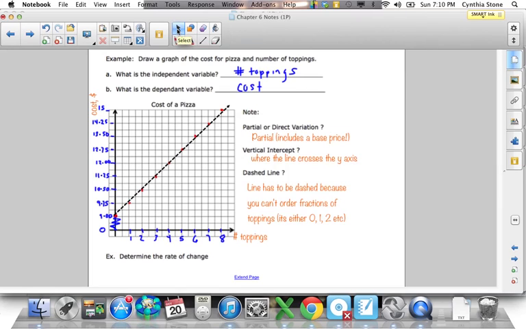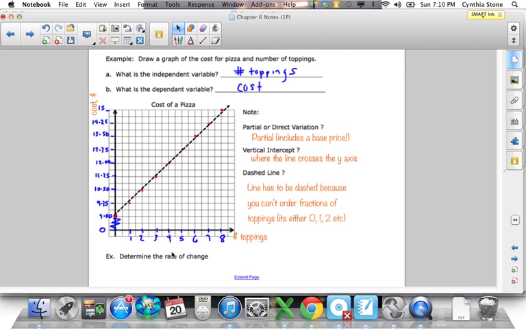Okay, so just looking at the information that you may or may not have copied yet, determine is it partial or direct? Well, it's partial because there's a base price, and it starts here. It's not starting at 0,0, it's starting here. The vertical intercept, again, is this point where the line crosses the y-axis, and dashed because, like I said.